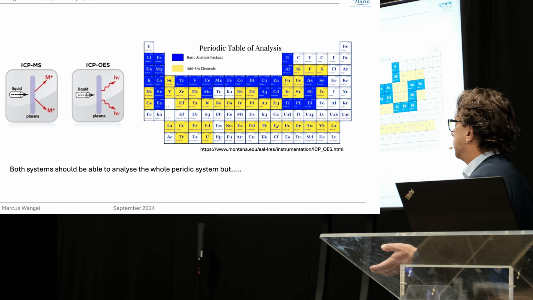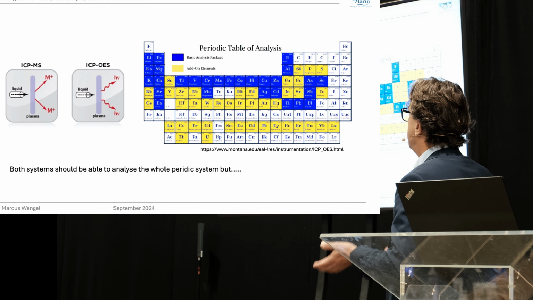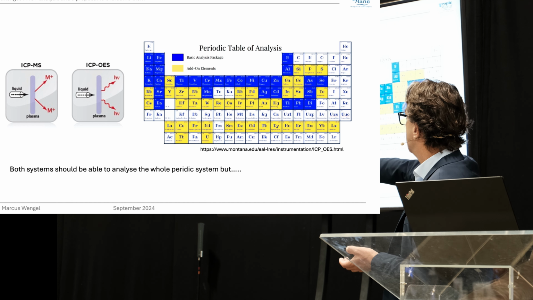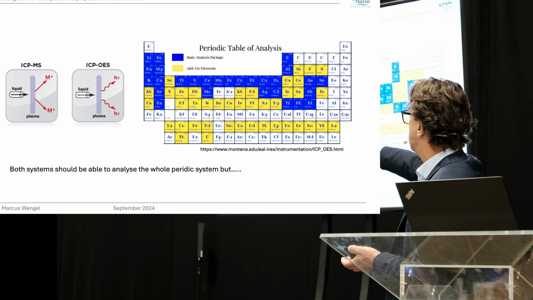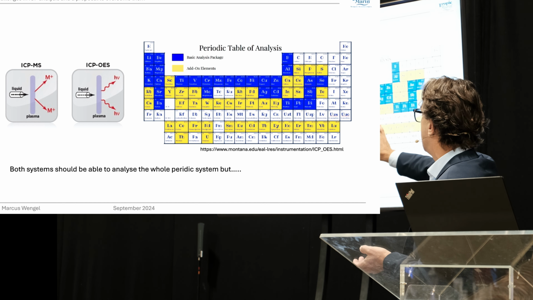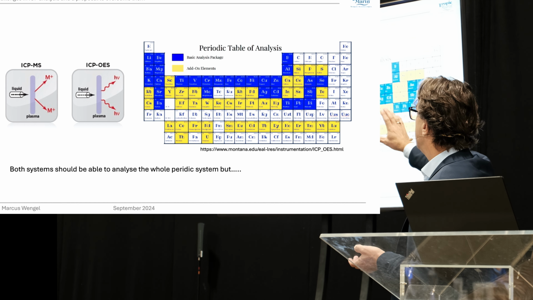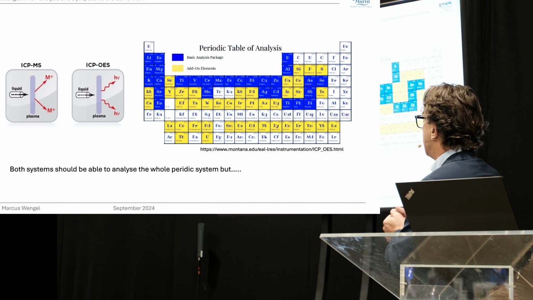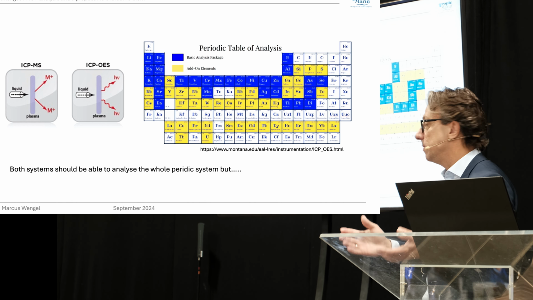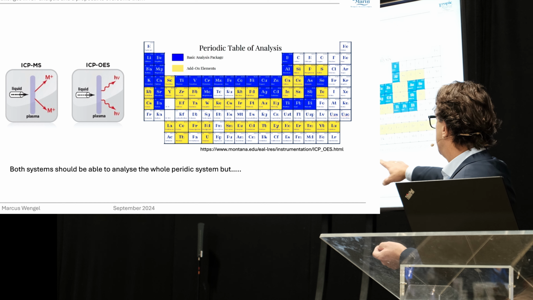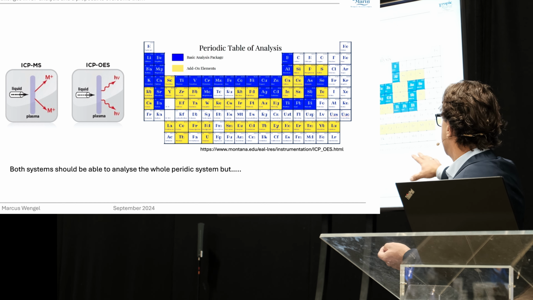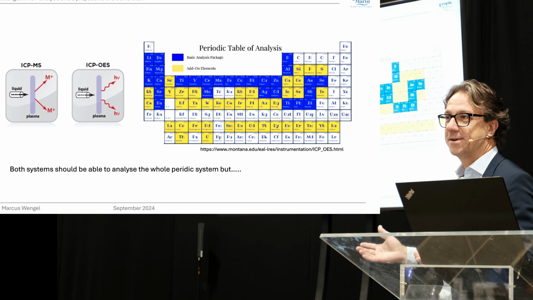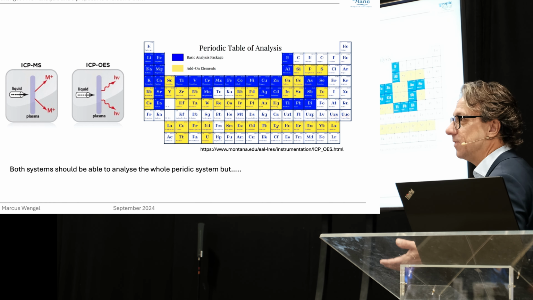So maybe it could be very easy. We have ICP MS and ICP OES. The one goes by the special mass of the molecules or ions, and the other, the OES, is the optical method that emits a certain wavelength which we can measure. And generally, both systems should be able to analyze the whole periodic system of the elements. Of course, that doesn't work. And these are the challenges we have in ICP.